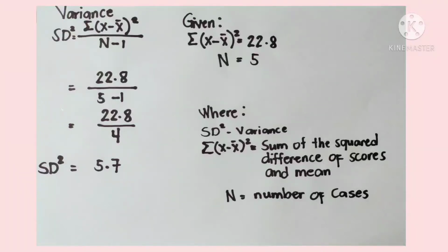If you still remember what I said earlier, the standard deviation is the square root of variance. So if we get the square root of this 5.7, the result is our standard deviation. The square root of 5.7 is 2.387467. To make it clearer for you, I will show you the computation using the standard deviation formula.